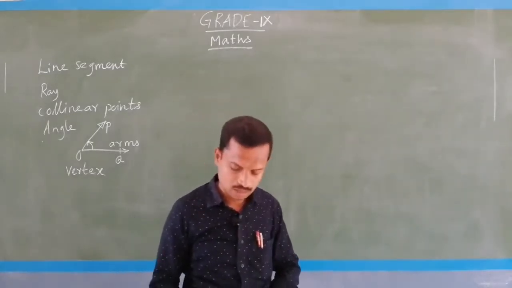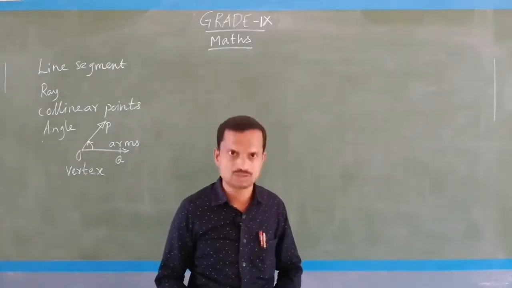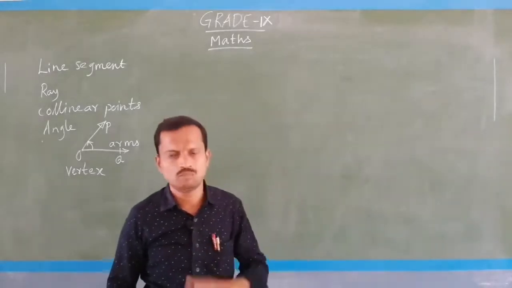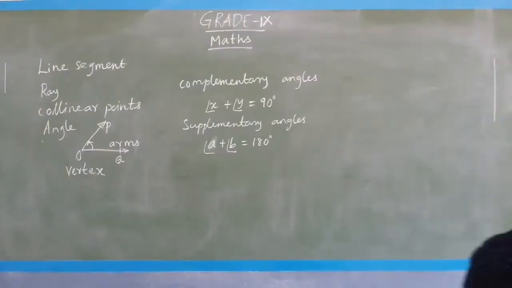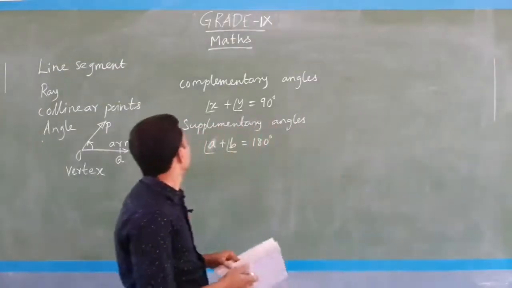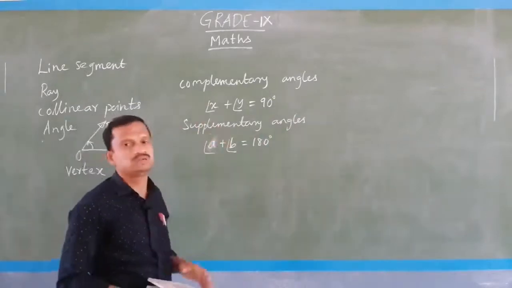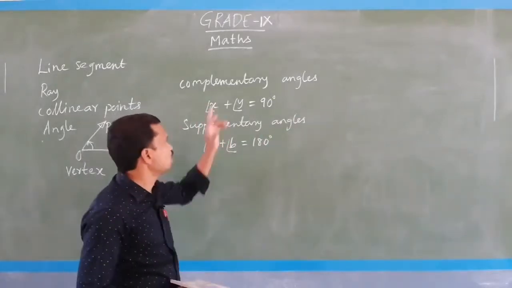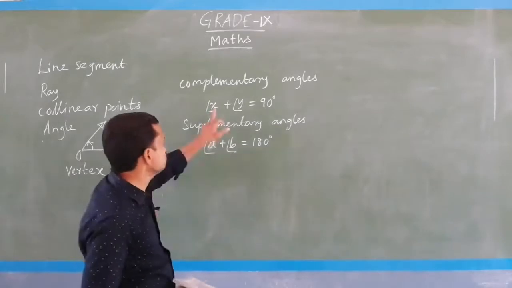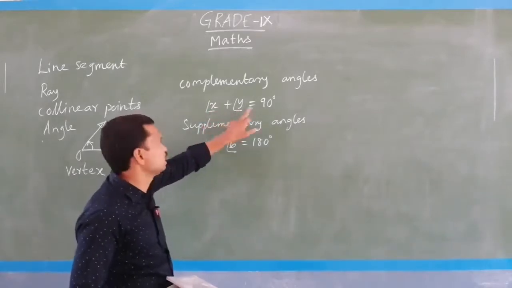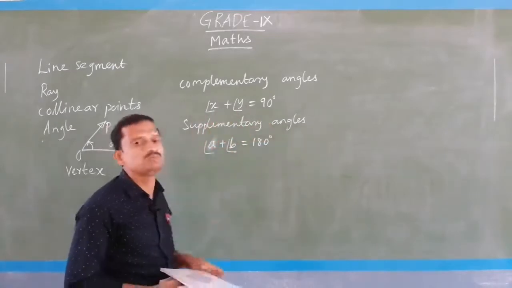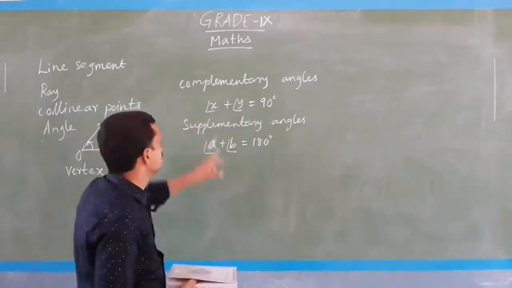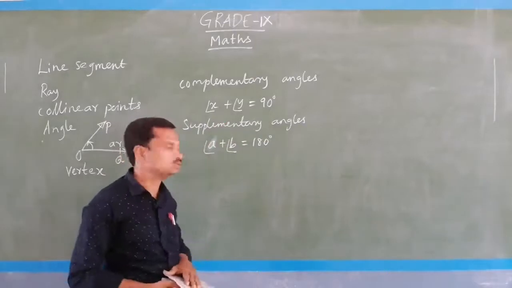So, that one. And then complementary angles. Complementary and supplementary are two terms. Complementary angles means two angles whose sum is 90 degrees, then we can say these two are complementary to each other. They are called complementary angles.